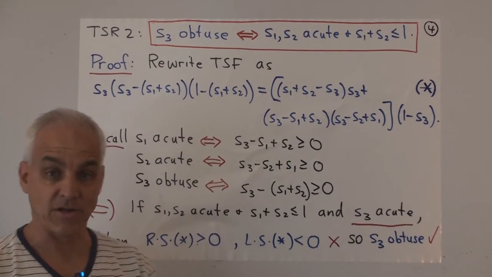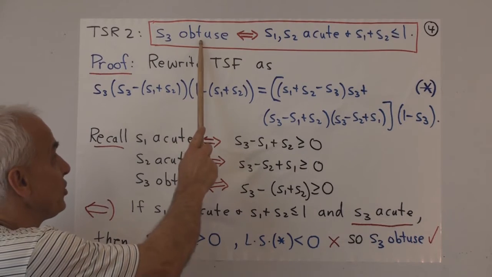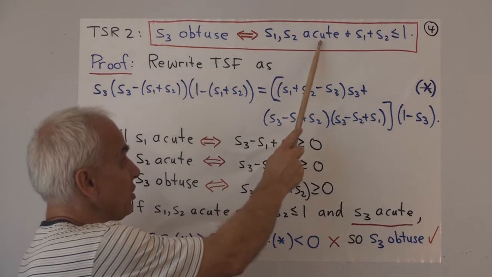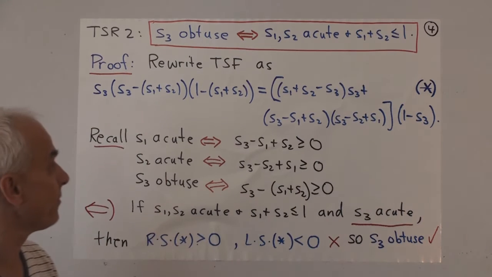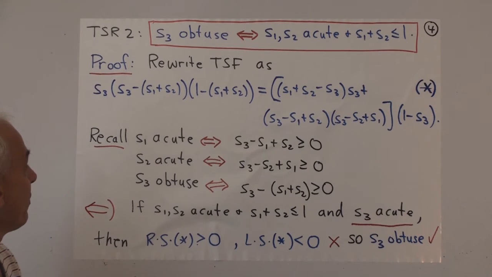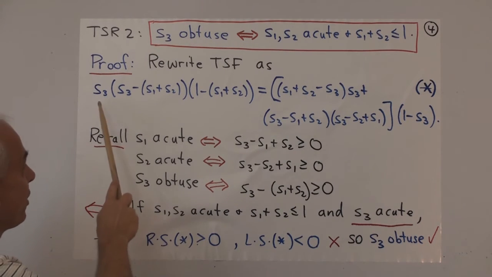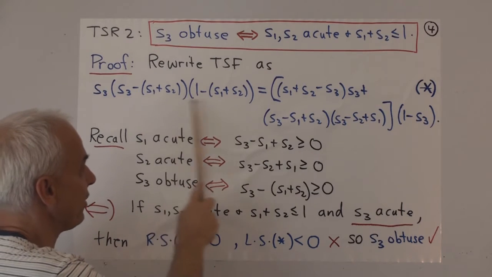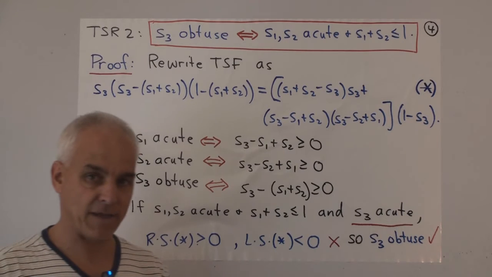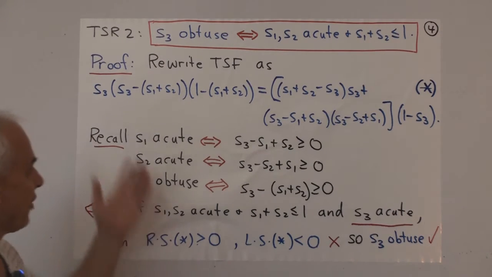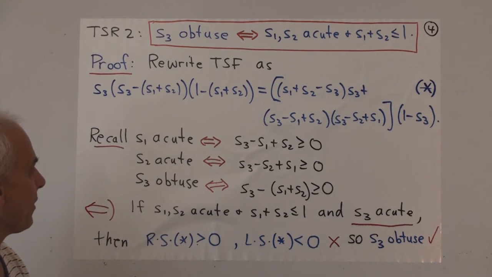And here's the second triangle spread rule, that S3 is obtuse precisely when S1 and S2 are both acute and S1 plus S2 is less than or equal to 1. So how do we prove that? Well, first of all, we're going to rewrite the triple spread formula in this particular way. This is simply some magic that I'm pulling out of a hat. So it's just a rewriting of the triple spread formula.